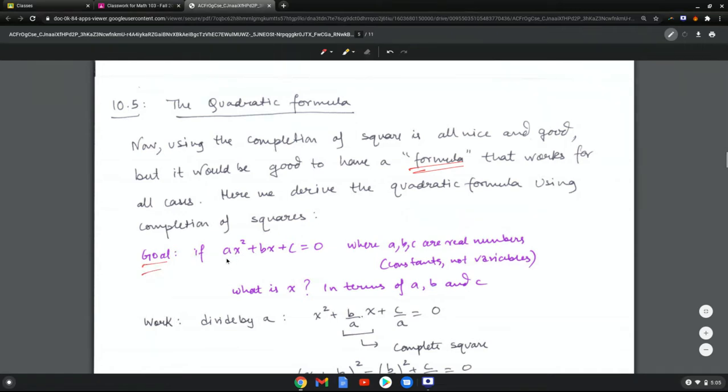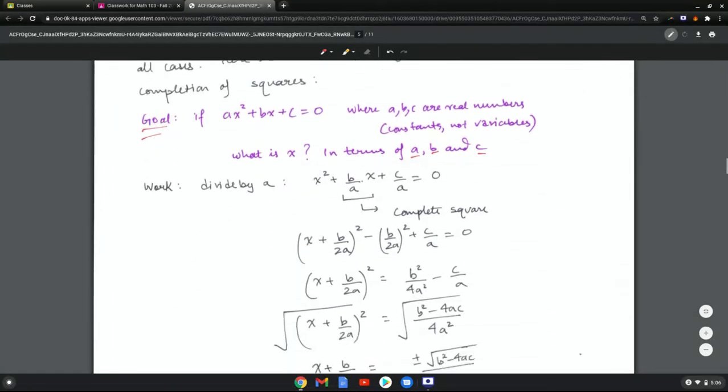We're given a general quadratic, ax squared plus bx plus c equals 0, where a, b, c are real numbers, constants, not variables. Now find what x is. The answer is going to be in terms of a, b, and c, because these a, b, and c may vary. So here's the work.